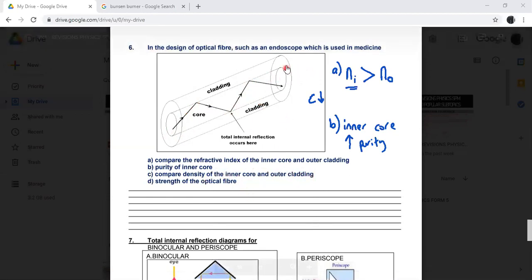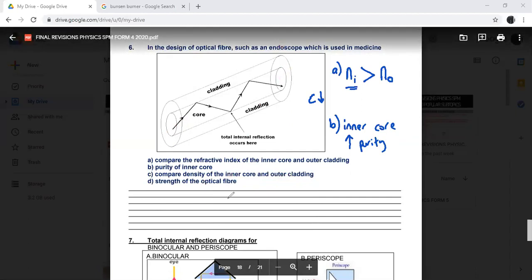Next, compare the density of the inner core and outer cladding. The density of the inner core must be bigger than the density of the outer cladding, so that the inner core will have a higher refractive index compared to the outer cladding.